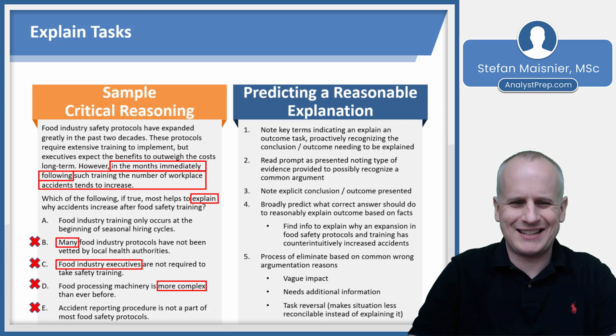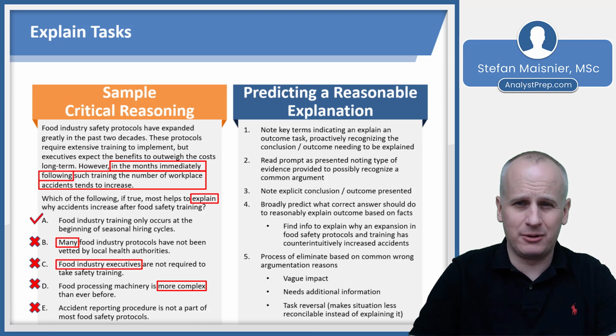But if we read choice A, we've got food industry training only occurs at the beginning of seasonal hiring cycles. Well, if you have new employees, they won't be up on everything else happening theoretically in the food industry. So that would explain why you'd have an increase in accidents because you have new employees broadly, not that you're training existing employees in these protocols. And choice A, even though you may have to think about it a little bit, is the most reasonable explanation presented.